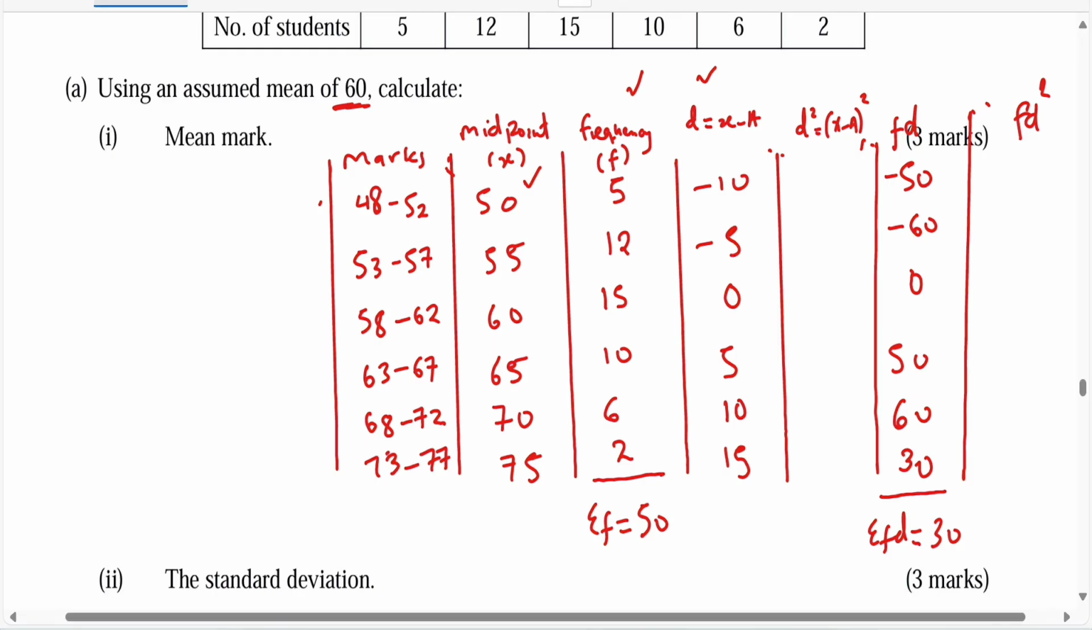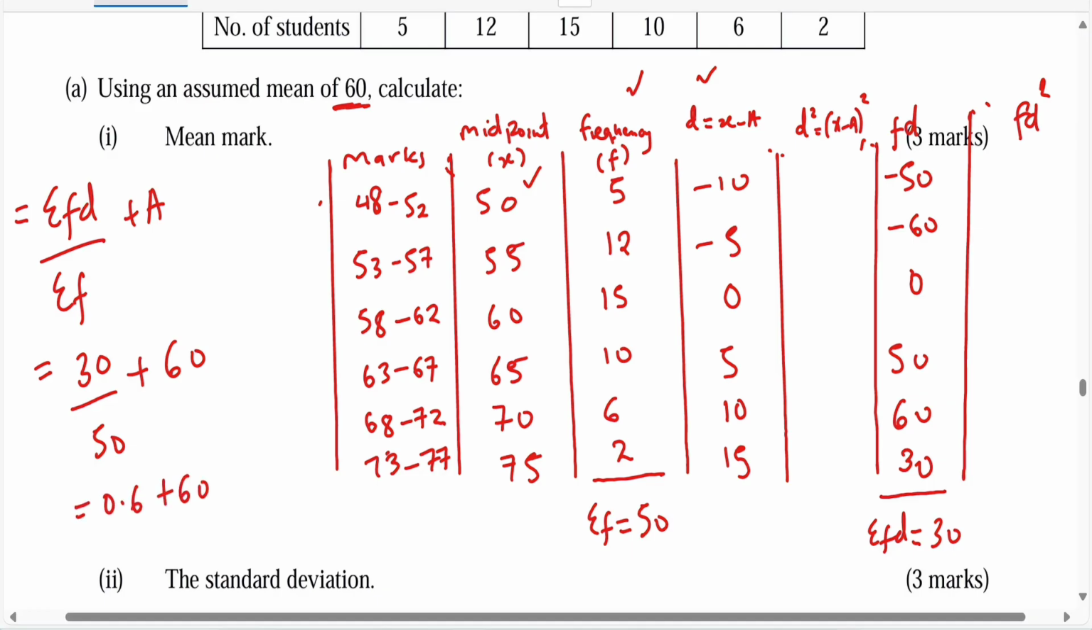For the other, this is when we are searching for the standard deviation, but for now let's find the mean mark. Our mean mark is given by sum of FD over sum of F plus our assumed mean. Sum of FD, we got it to be 30, divided by sum of F, which is 50, plus the assumed mean, which is 60. So 30 divided by 50 gives us around 0.6. So 0.6 plus 60 gives us 60.6, so that is our mean mark.